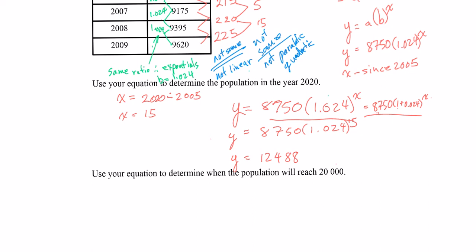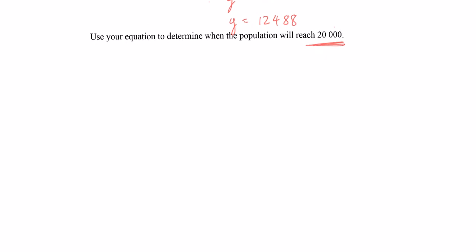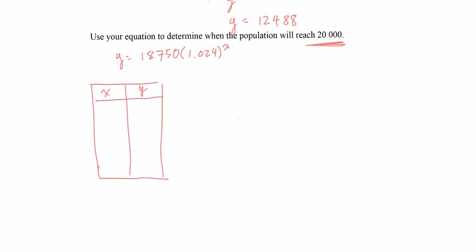So now, the next thing that we have to do is use a guess and check to find when the population is 20,000. In order to do that, we have to use our basic equation. So we always start with our basic equation. Y is equal to 8750 times 1.024 raised to the x. Now when we're guessing and checking, we have to have basic x values and y values in our chart. So the key idea is to pick a y value. Based on our original calculation, when we had x being 15, we had 12,488.